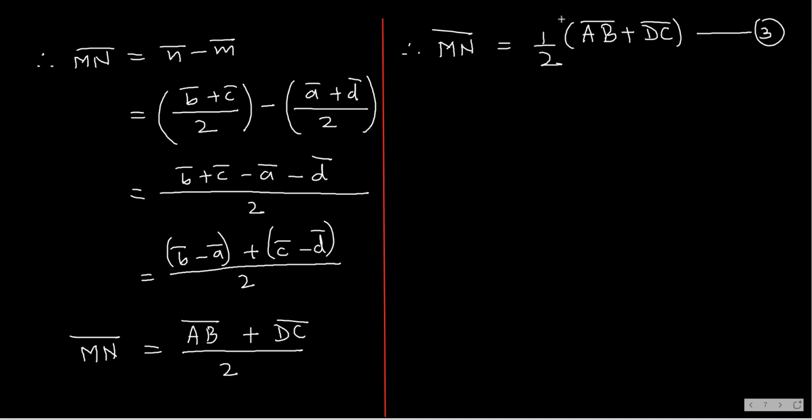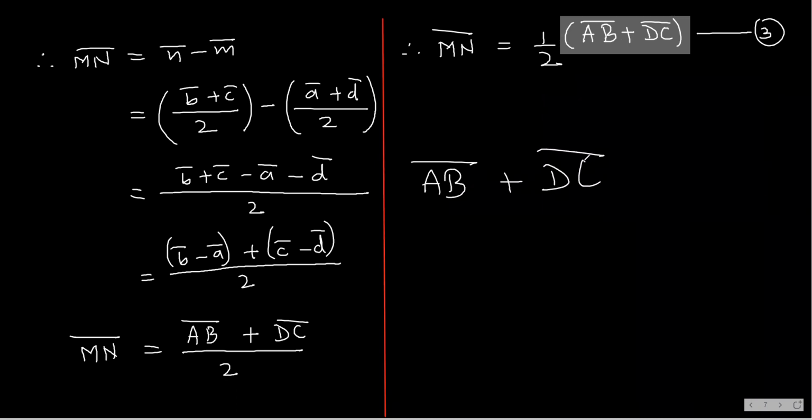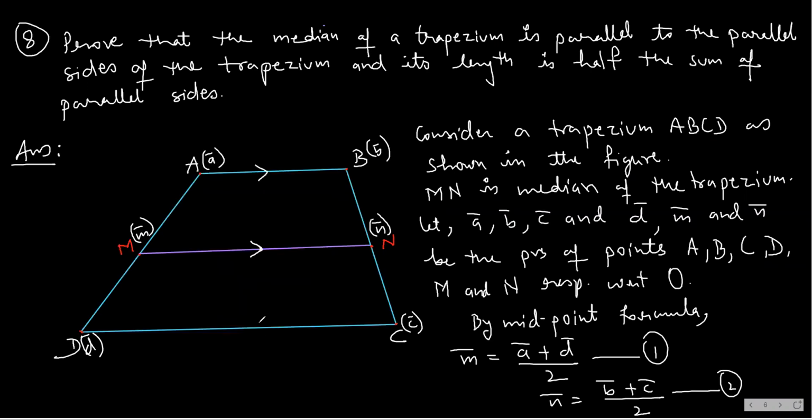Just understand. Look at the RHS of equation number 3. In RHS, you have AB bar plus DC bar. Now, you all know, students, that the sum of two vectors is again a vector. If I add a vector with a vector, what I'm going to get is another vector, right? Look at AB bar and DC bar. These two vectors are parallel to each other.